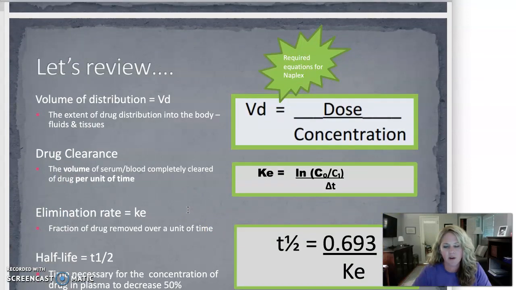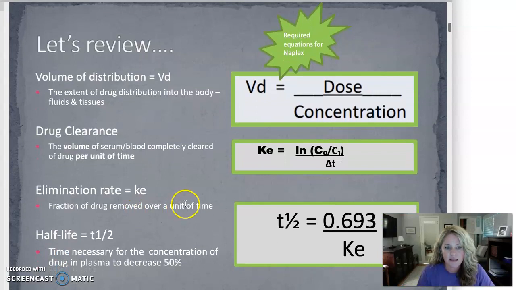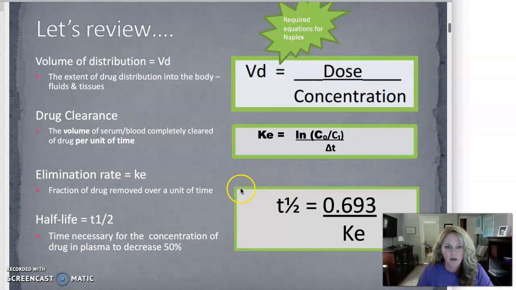Okay, so let's review volume of distribution. That is the extent, that's where the drug goes out into the body. So the volume of distribution is equal to the dose over the concentration. So it's going to be milligrams over milligrams per liter, so your volume of distribution should be in units of liters. Drug clearance is the volume that the blood completely clears of the drug per unit of time. Elimination rate is KE, and that's the fraction of drug that's removed over a unit of time.